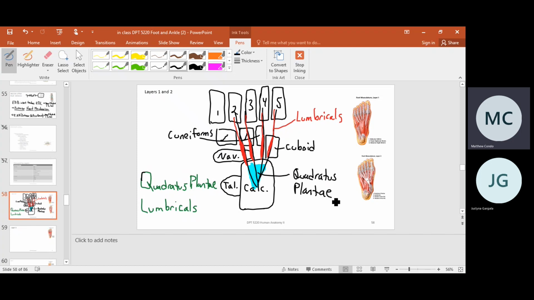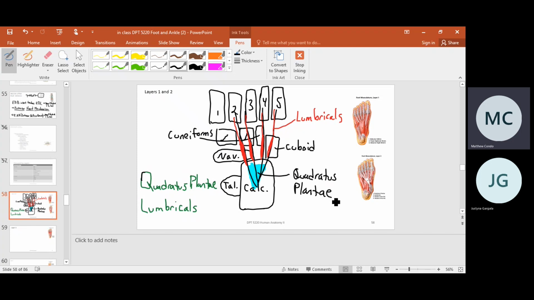Now, what I will say, the Quadratus Plantae is really, really super important. Let's think about what it does. If it attaches into the flexor digitorum longus tendons, what would you suspect that muscle would do? What's the action of that muscle? It's going to pull on, it's going to assist flexor digitorum longus, is it not? Right? Now, that is a really good key piece of information, a really good reason why maybe my patient will have some plantar pain.